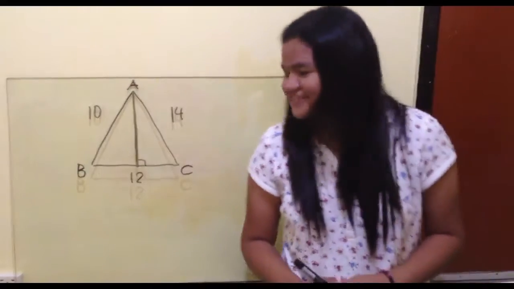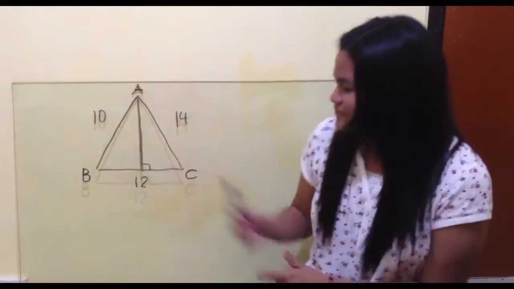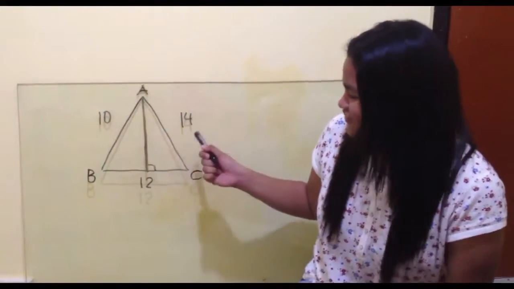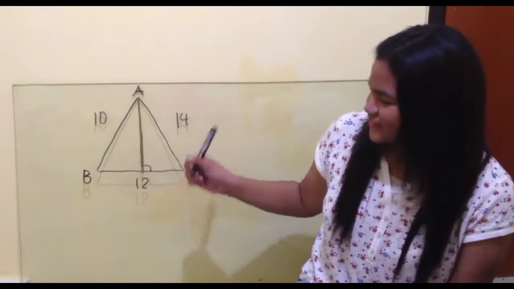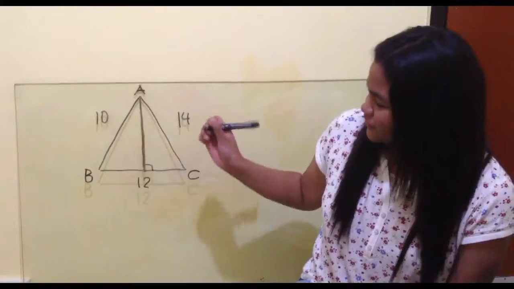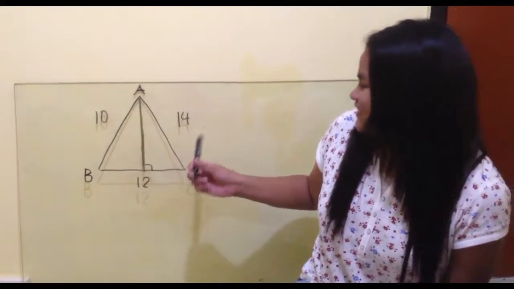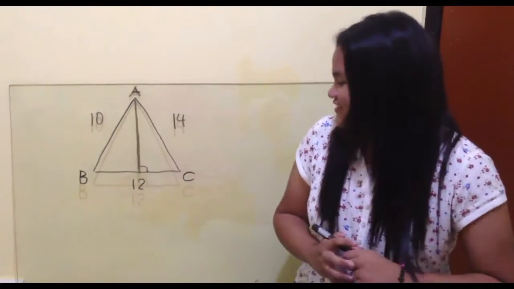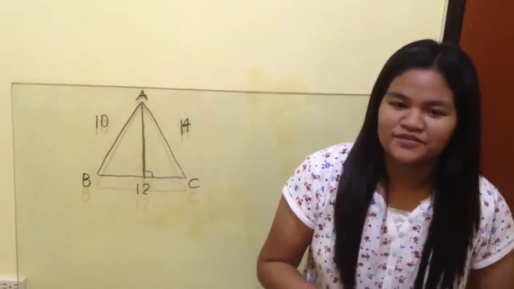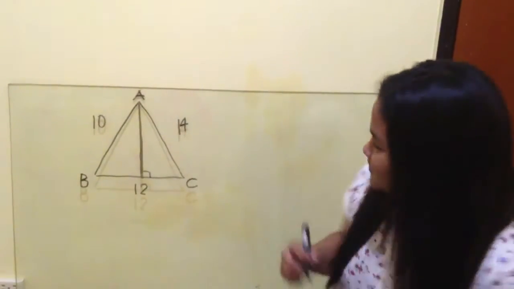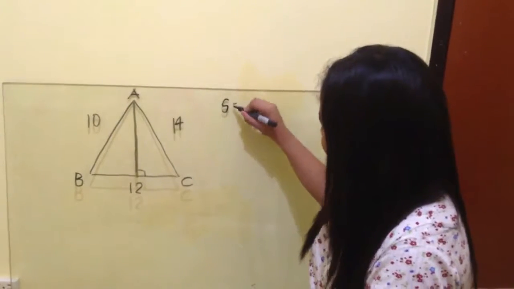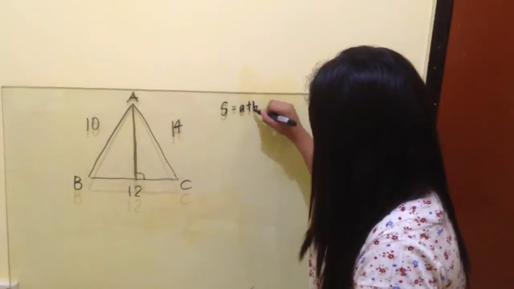We have a triangle here which has the measurements 10 centimeters, 12 centimeters, and 14 centimeters. 12 centimeters for the baseline segment BC and 10 centimeters for AB and 14 centimeters for line segment AC. To find the height, we must first find the semi-perimeter, which can be found by adding all the three sides and dividing them by 2.